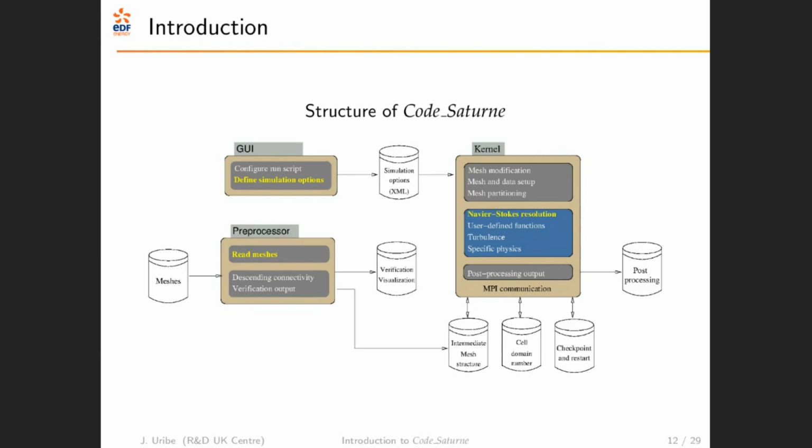Code Saturne doesn't have a post-processing utility either. It just relies on writing files that can be read by other post-processing software. We will be using ParaView, which is also open source visualization software.